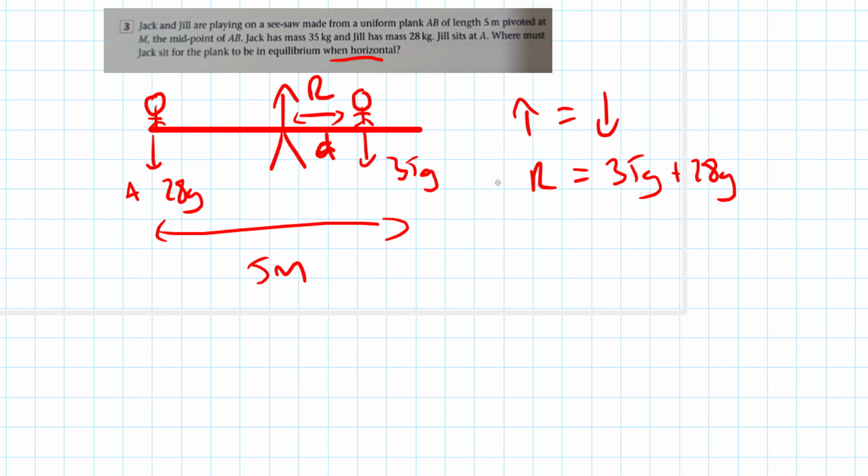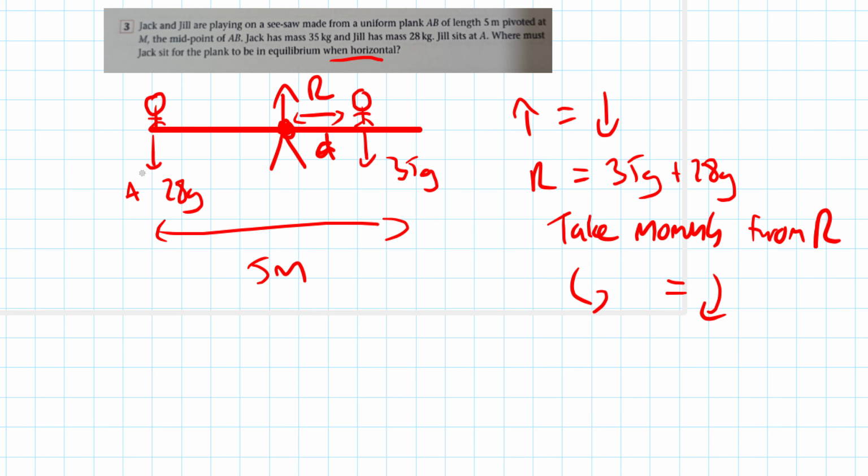Now here we have now found R, technically it's just 35 plus 28G, but I'm going to take moments from R because originally it was R unknown. So take moments from R. We take moments from R, we've got anti-clockwise and clockwise. So we've got 28G, which is going anti-clockwise, and we've got 35G, which is going clockwise.